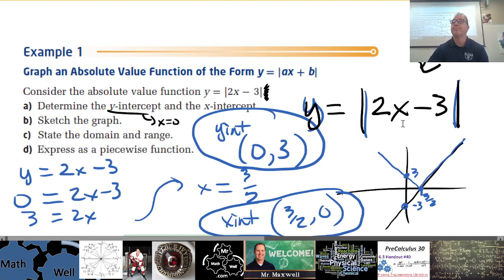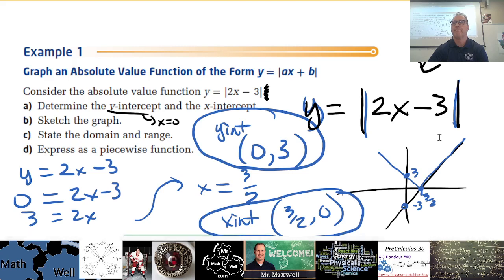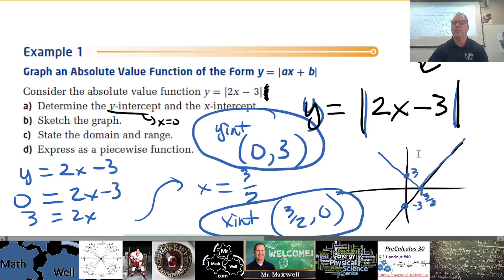So if in the absolute value it was 2x plus 3, then that means your y-intercept would be, so it was 2x plus 3. The original graph without the absolute values would look like this. And then the y-intercept would be the same for both. But the x-intercept would be over here. So the blue, yeah. But the y-intercept would be the same if it's positive to begin with.